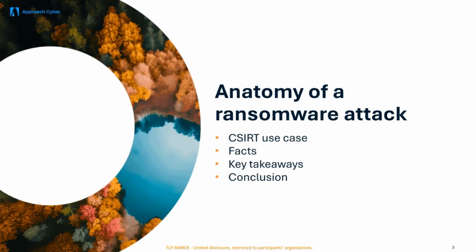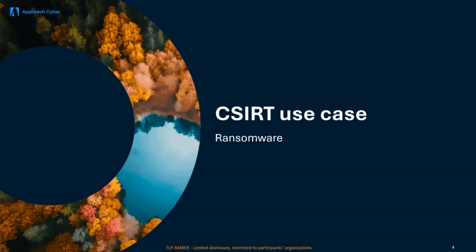So the goal of this session is to talk about a real case scenario that my CSIRT team experienced not so long ago. That was on a ransomware attack. So the objective of today is to review exactly what happened, some of the key facts. So we are going to look a little bit deeper into the attack and try to understand how things happened and explain the anatomy of such an attack. Then we'll go to some key takeaways. And of course, at the end, we'll make some conclusion.